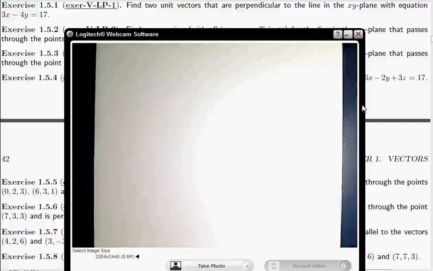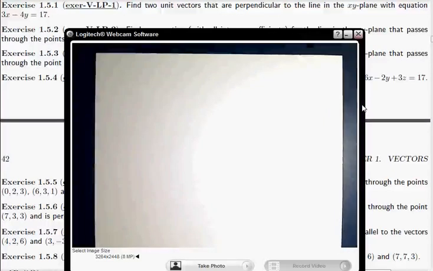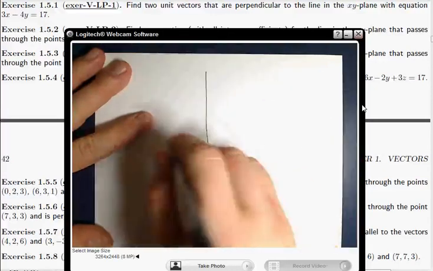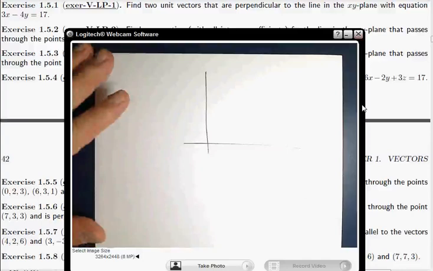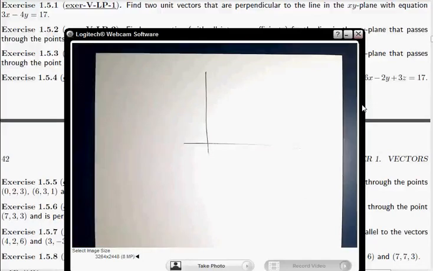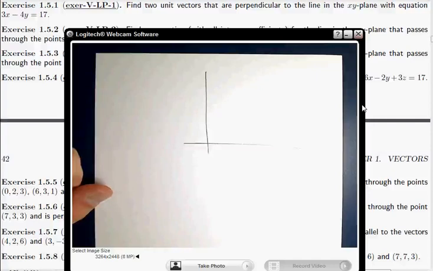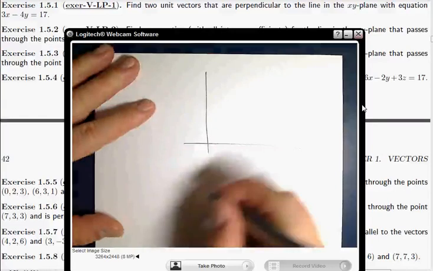Okay, so we're doing LP1 here. In this problem, we want to find two unit vectors in the xy plane that are perpendicular to the given line. So let's look at the line first: 3x minus 4y equals 17. When y is equal to 0, x is 5. So it's something like that.